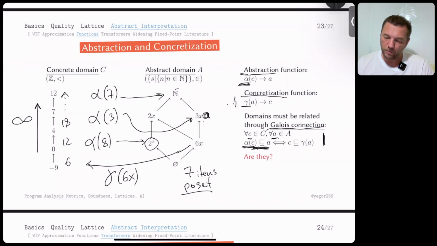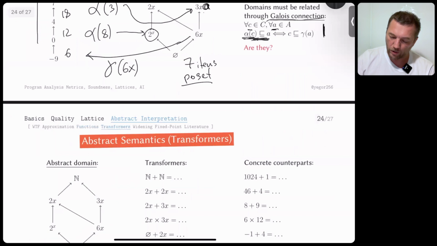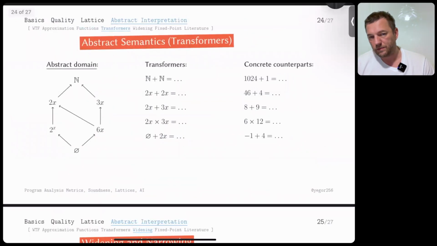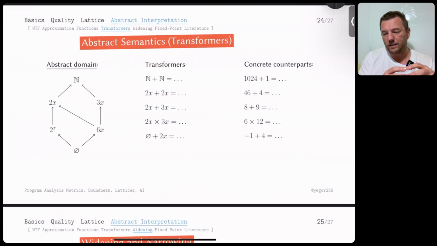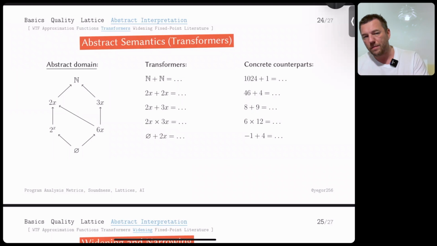And we are running a little bit out of time. So before we go further, we need to define abstract semantics. In order to deal with the program and reason about the program using an abstract domain, we need to use so-called transformers, or abstract semantics. We need to represent the operations on the concrete domain with similar operations on the abstract domain.